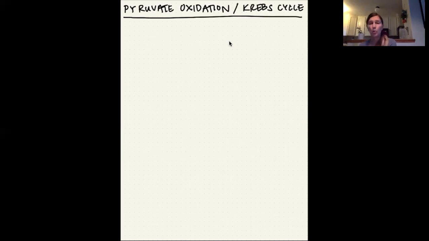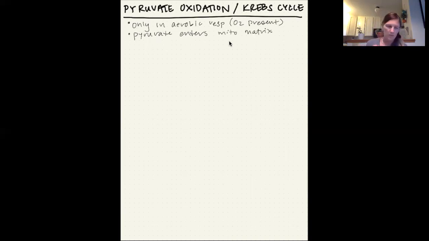And I'll try to be clear on when I use those. Let's talk again about the overview, when you want to do this. So first thing, this occurs only in aerobic respiration, which again means when there's oxygen present, right? When there's oxygen present, pyruvate enters the mitochondrial matrix, the most inside part of the mitochondria. And those are the two main things that you need to know.